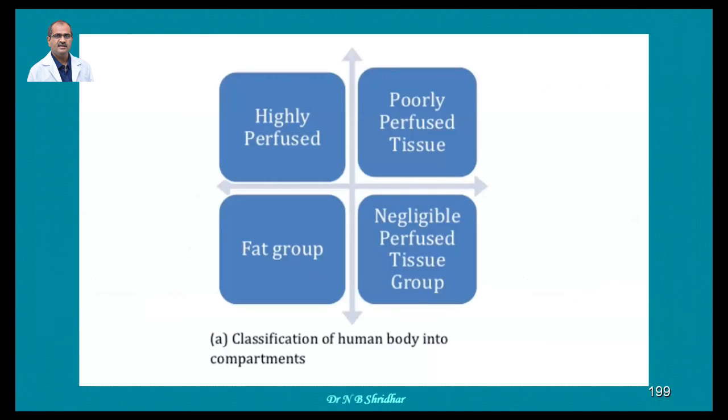Open compartment model. So usually what happens, the body is classified into various compartments. Like one compartment is highly perfused, in which the blood supply is very high, whereas the second compartment is poorly perfused tissue, just like adipose tissue, or the fat tissue, which is very poorly perfused. The fat group is another thing, and of course the negligibly perfused tissue group is also there in the body. So there are varieties of classification of the human body by compartments, 1, 2, 3, 4 compartments.